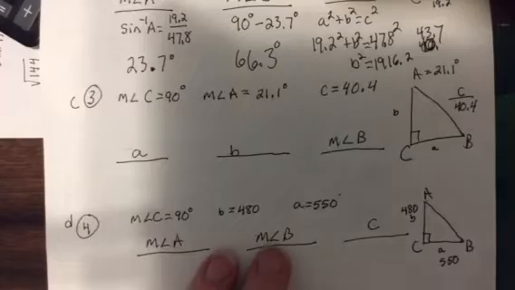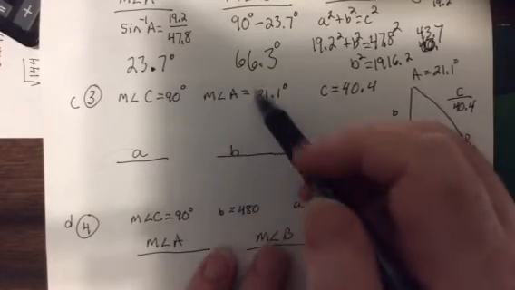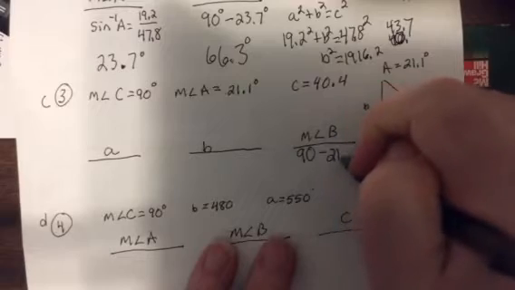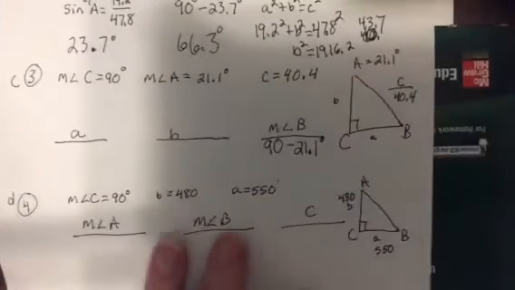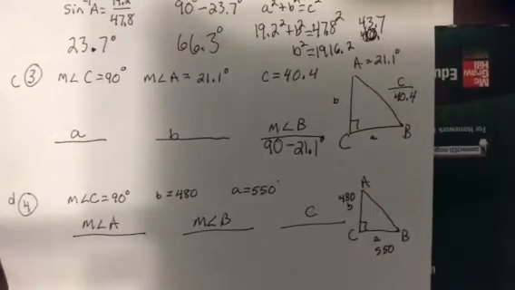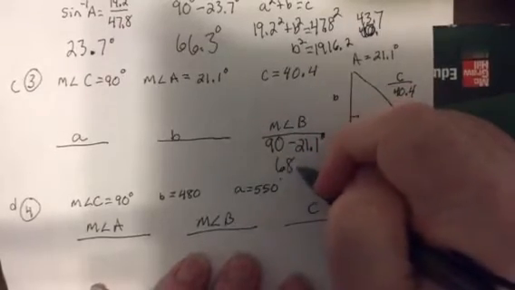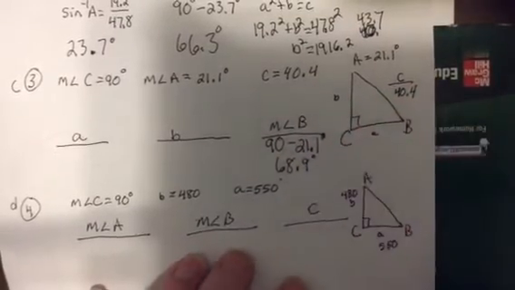Okay, next one. Now, I know two angles, so to find this angle, I go 90 minus 21.1. Woohoo! Easy peasy, chocolate cheesy. So on the calculator, 90 minus 21.1, and that's 68.9. That's 3 points, kids.